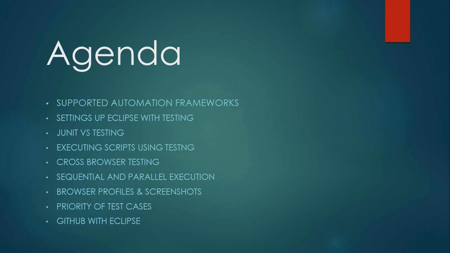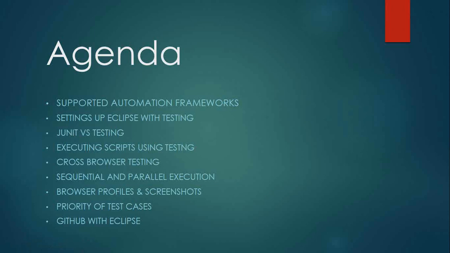And sequential and parallel execution. If I want to run the test cases in parallel on two different browsers, or the same kind of browsers but on two instances, how can we do that? We will cover that. And the priority of test cases. Sometimes test cases have priority. You have 1,000 test cases and you want to execute only 200 test cases, which are high priority. In that kind of situation, we can achieve our condition using TestNG.